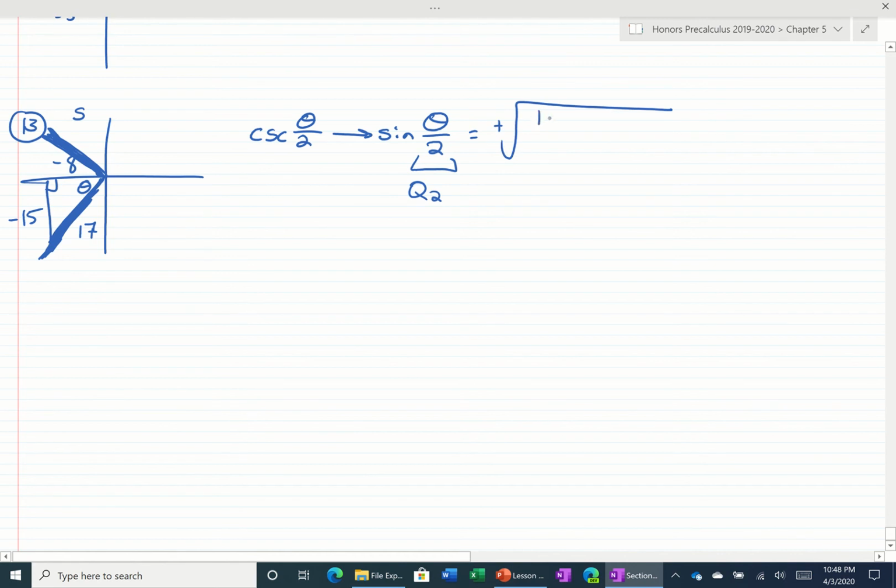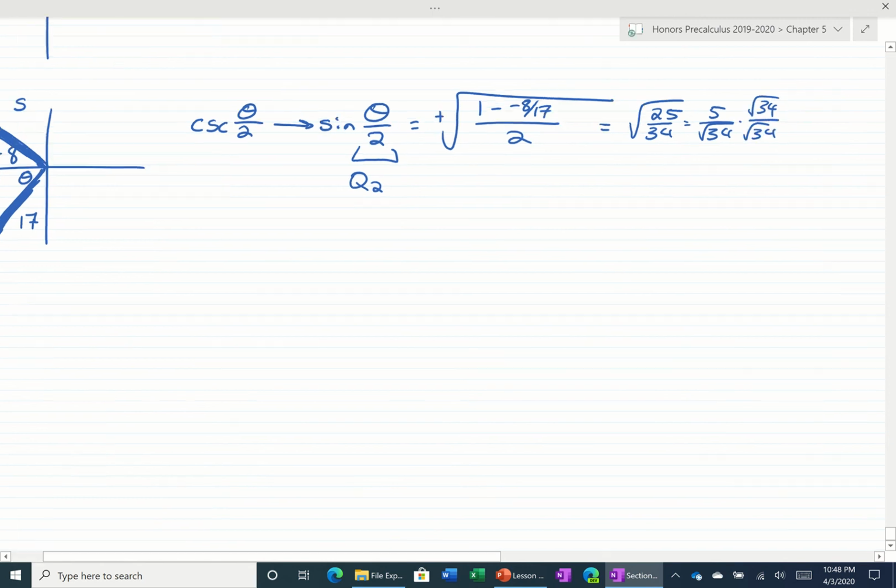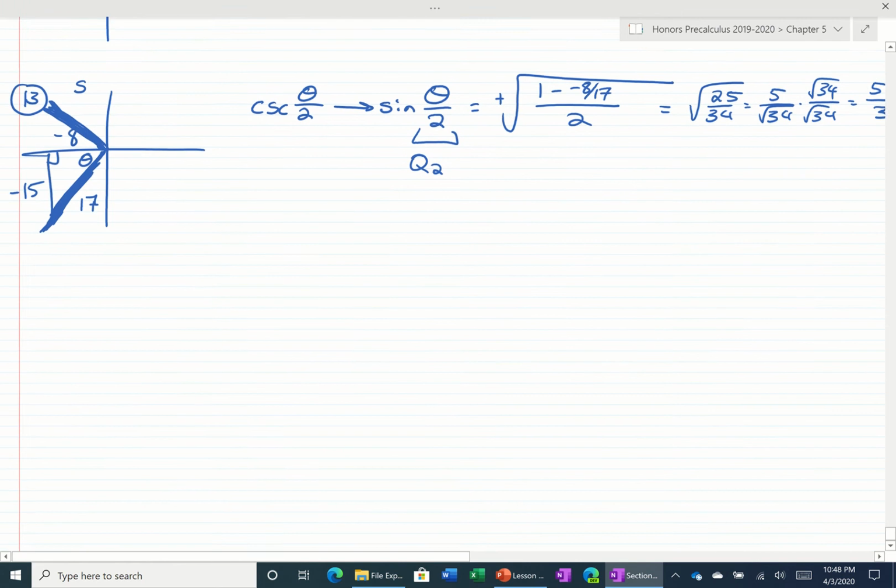And we're going to be doing 1 minus the cosine, dividing by 2. So on my calculator, 1 plus 8 over 17 divided by 2 is the square root of 25 over 34, which is 5 over root 34. And if we multiply top and bottom by square root of 34, we get the answer is just 5 root 34 over 34. That would be the answer for number 13.